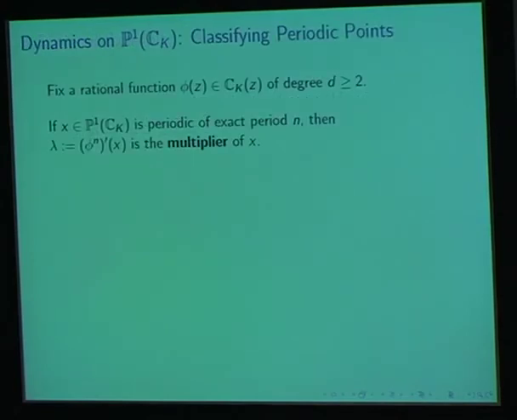So finally, we get to dynamics. And now that we've done some warm-up p-adic or non-archimedean analysis, fix a rational function. Again, as Joe said, always of degree at least 2.